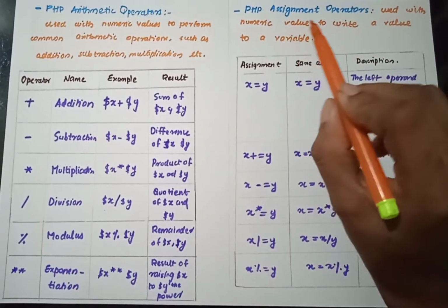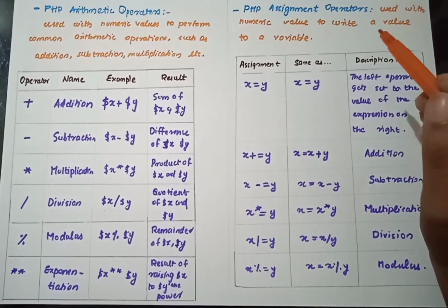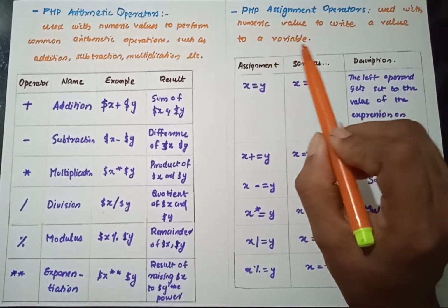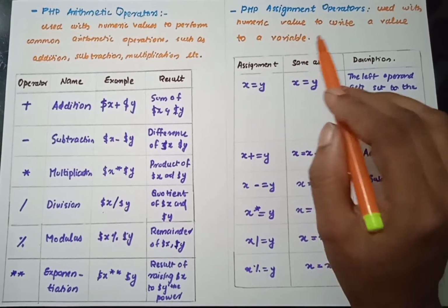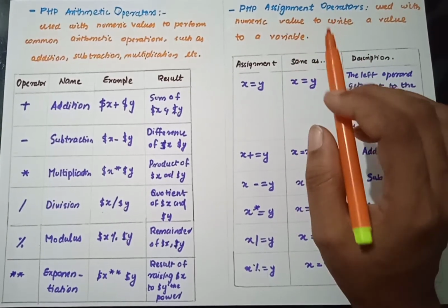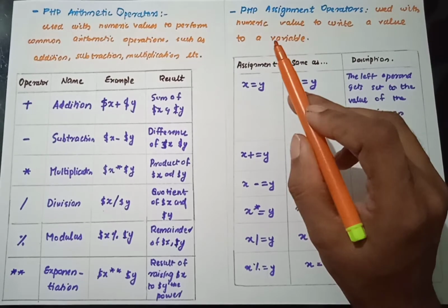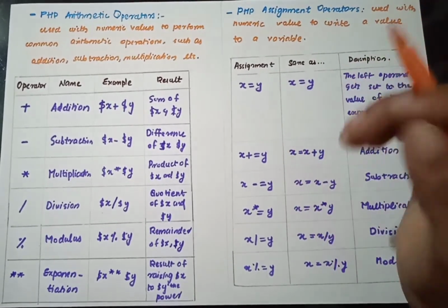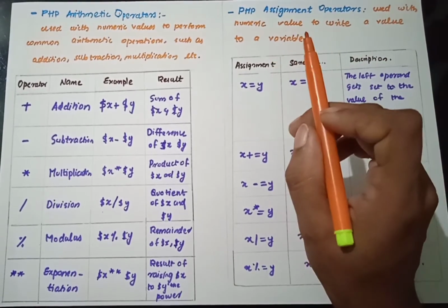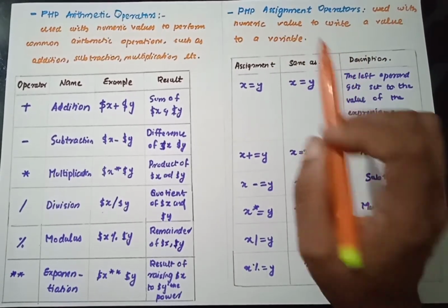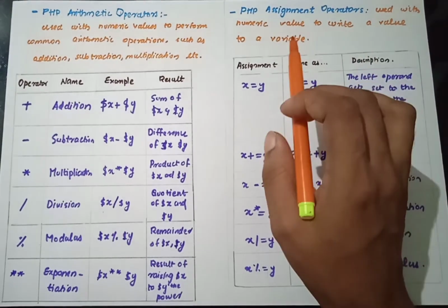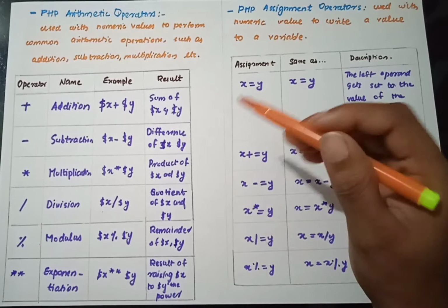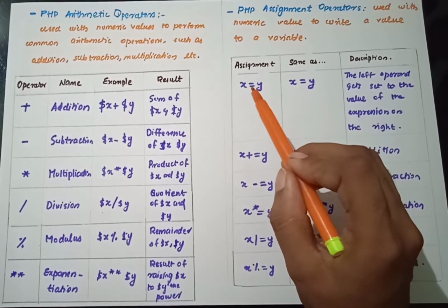And the next one is assignment operators. These operators are used with numeric values to write a value to a variable. So whenever you need to write some value to a variable, you need assignment operators to assign that value. Okay, so there are many assignment operators. Let's get into them. The first one is the simple equal to.